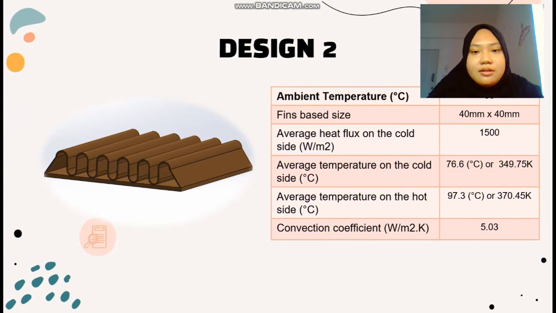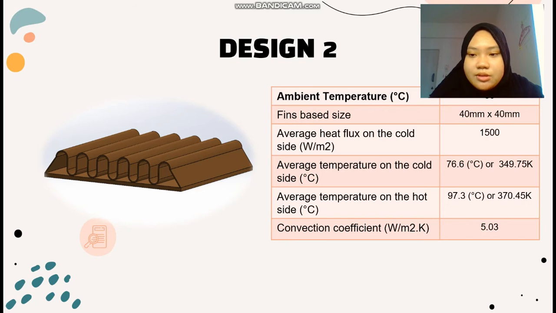Thank you. My name is Sabrina binti Abdul Wahid. My matric number B0920100367. So I will continue to present about design 2. The criteria for design 2 is ambient temperature 30 Celsius, and we use the fin space sizes of 40 mm times 40 mm. Average heat flux on the cool side 1500.